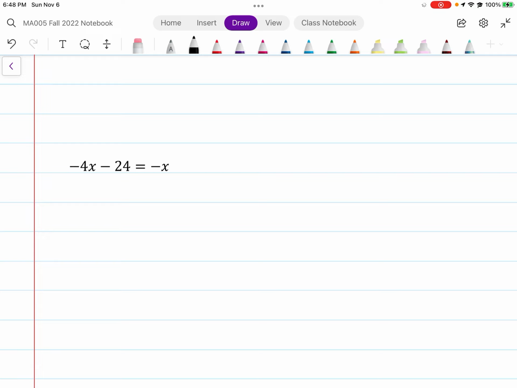All right, so after looking at this for a moment, I decide I'm going to add 4x to both sides. It's not always apparent when you first look at something, but if I did that, that means I end up with -24 on the left. -x plus 4x is 3x on the right. And now all I have to do is divide by 3. I have no more steps besides that. -24 over 3 is -8 equals x.